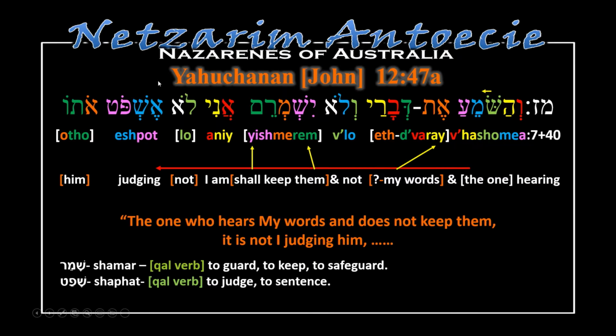eshpot, judging. Now we see that shafat is a kal verb, to judge, to sentence. So the aleph seems to be like a pronoun at the beginning, which is connecting to the I here. So it means I am judging. So not I am judging, oto, him. And therefore, it is the one who hears my words and does not keep them. It is not I judging him.